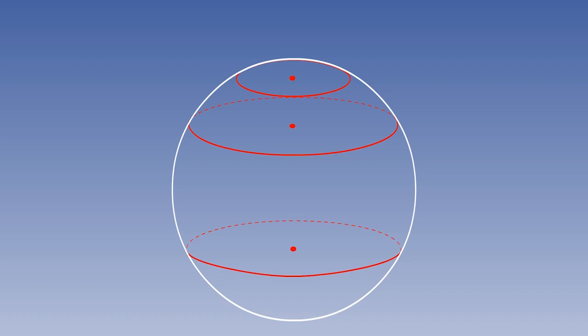Good examples of small circles are parallels of latitude. All parallels of latitude are small circles, except for the equator. The equator has the same centre and radius as that of the Earth, and is therefore the only parallel of latitude that is actually a great circle.